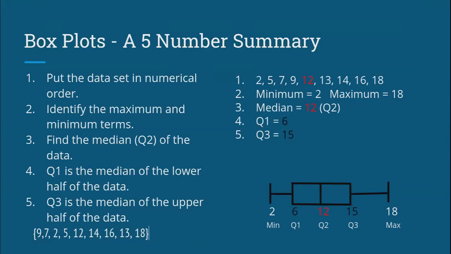And then step 5 says to find the median of the upper half of the data. The upper half of the data runs 13, 14, 16, 18. Again, because there is an even number of terms, we take the middle 2, add them together, and then divide by 2. So that's how we got to 15.